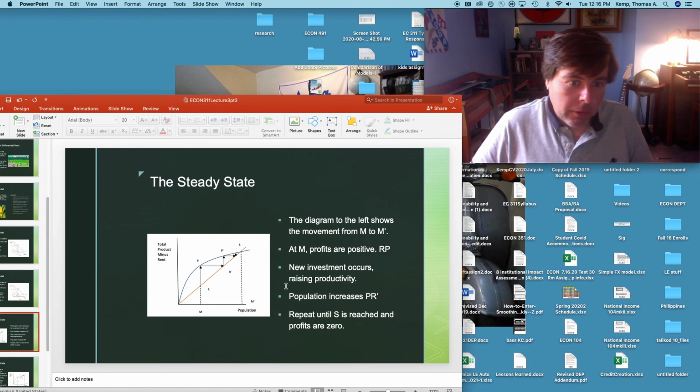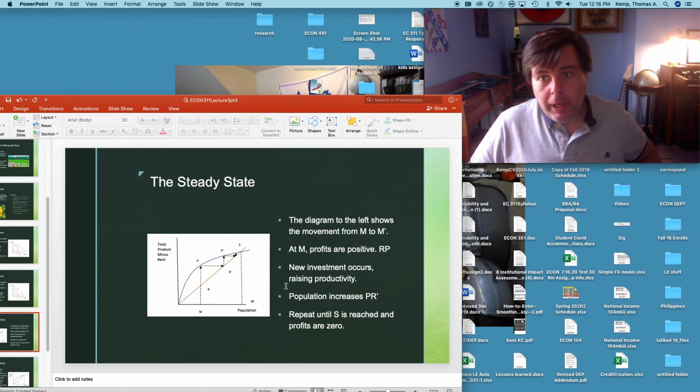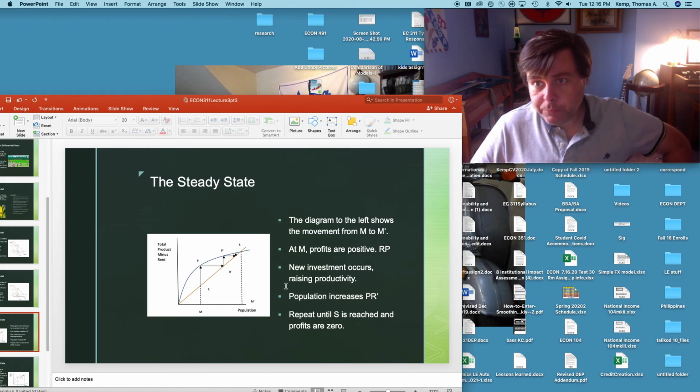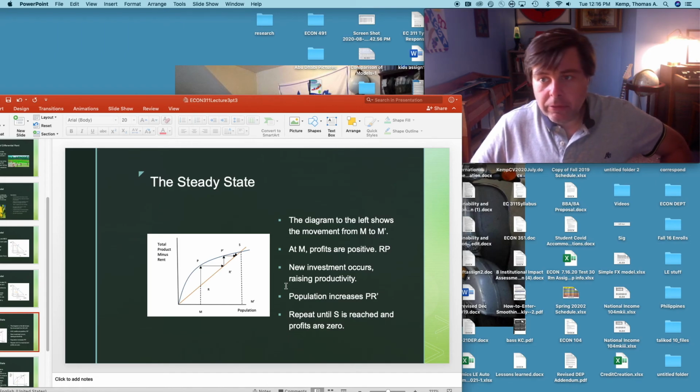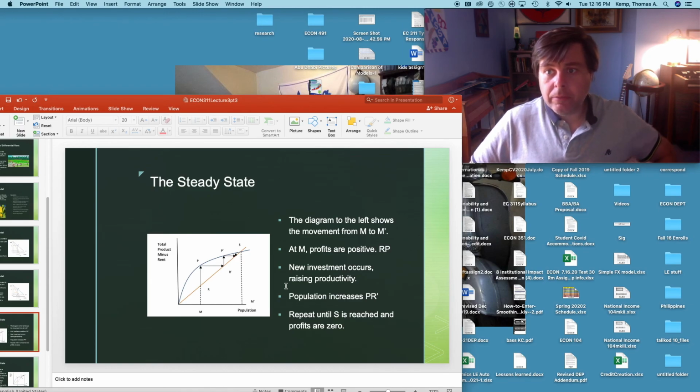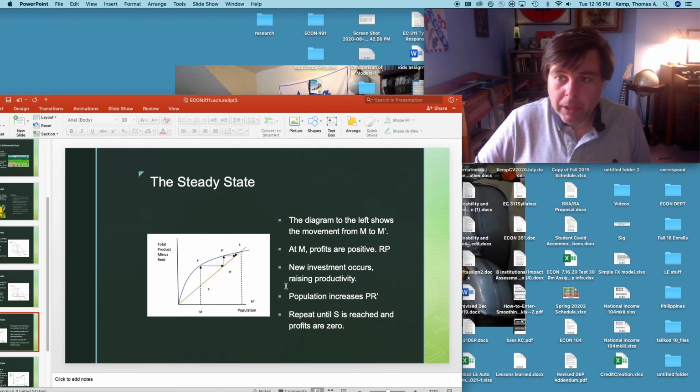All right. Okay, so what do we have? Well, at M, we have the existence of positive profits, and that distance is given by the line segment RP. So at our initial starting point, we're assuming that we're not at the steady state and that profits are positive. Now, again, does it really matter what distance RP is? No, right? It doesn't. It has to be positive to be consistent with the model's design.